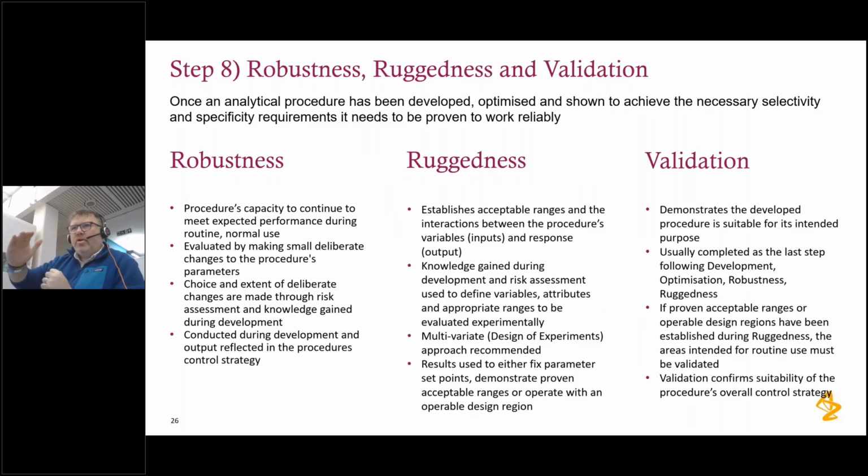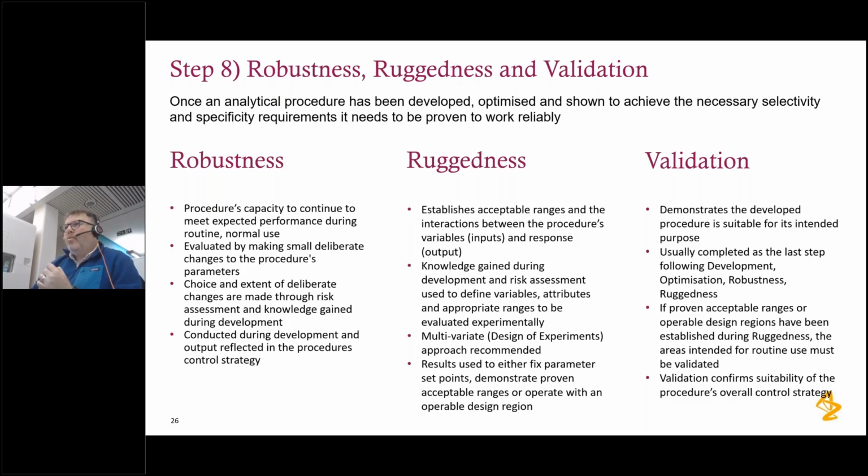So finally, once we've done our optimization, we would go through the process of understanding robustness of the method. How does that method continue to meet the expected performance during routine and normal use? We can do this by varying slightly different things, or getting a different scientist to have a go at running this in a different lab within the organization, or we can also make some deliberate slight changes and see whether or not that changes things to any extent.